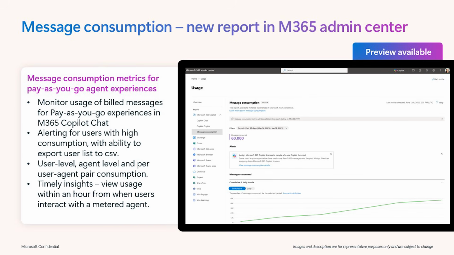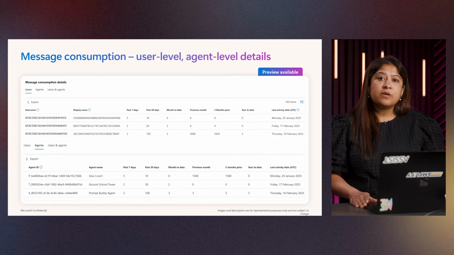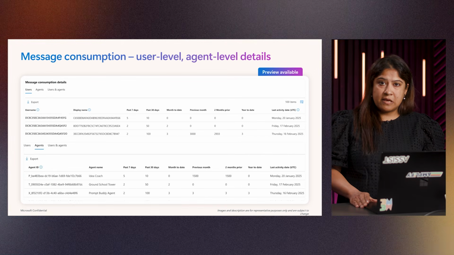Cumulative trends show total billed messages and daily trend over the selected reporting filter. There are drill downs of billed messages on per user, per agent, per user plus per agent level.